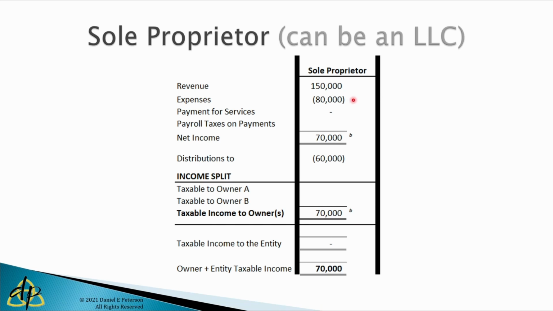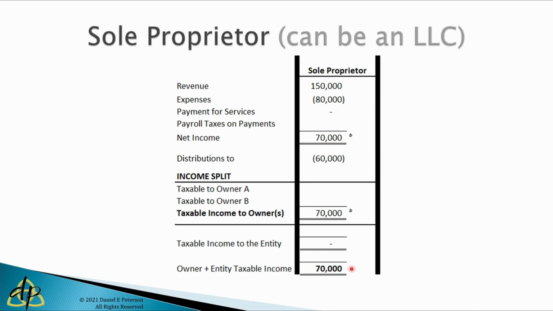Pretend we've got revenue of $150,000, trade or business expenses of $80,000. That generates a net income for that sole proprietor of $70,000. The sole proprietor took distributions of $60,000 out of the company to pay essentially their personal expenses. They're going to be taxed on $70,000 of net income as an owner. Not what they took out of the business, but what the revenues minus the expenses are of the business. So the owner and entity are paying tax on the $70,000 net self-employment income.